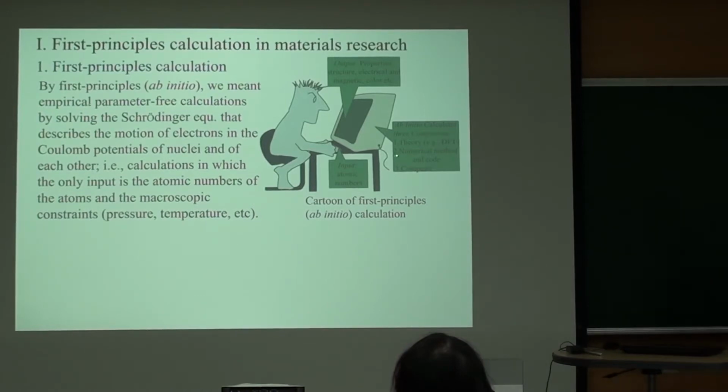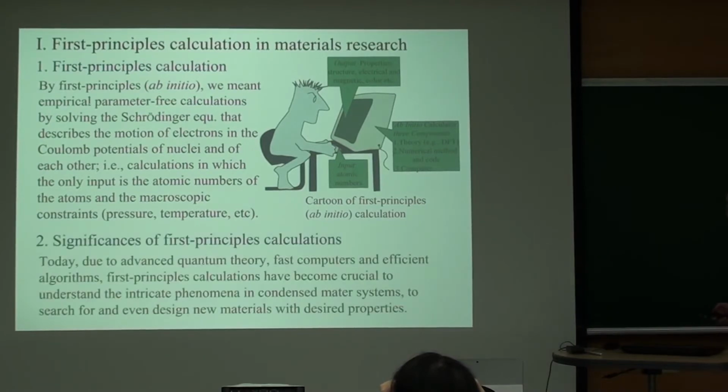Now the key ingredient for this, of course, is that we need to have a theory which is based on quantum mechanics, basically by solving the Schrödinger equation. And in this calculation, in principle, there is no empirical parameter fitted to the experiment. Okay, so that's the first principle calculation.